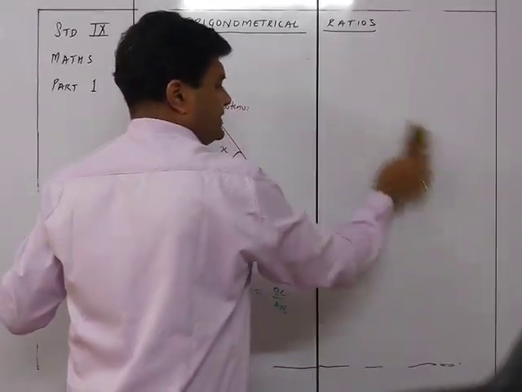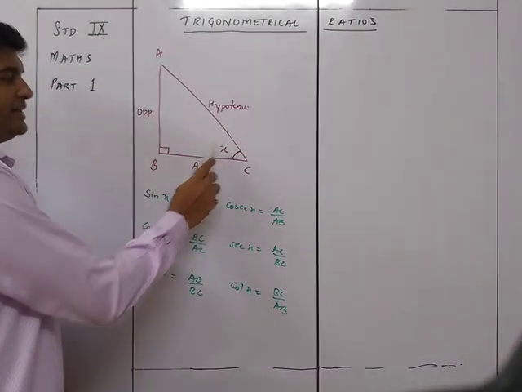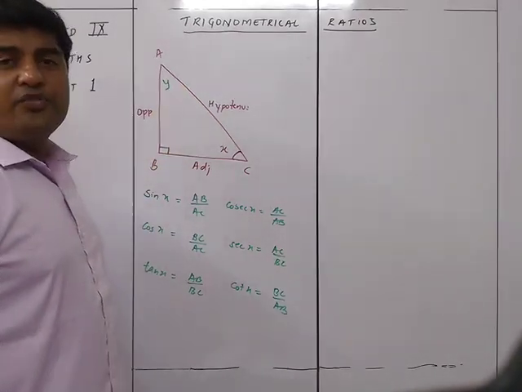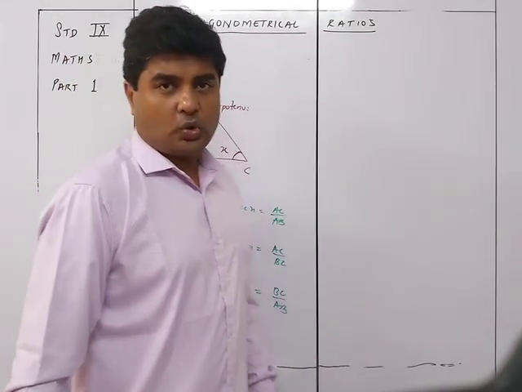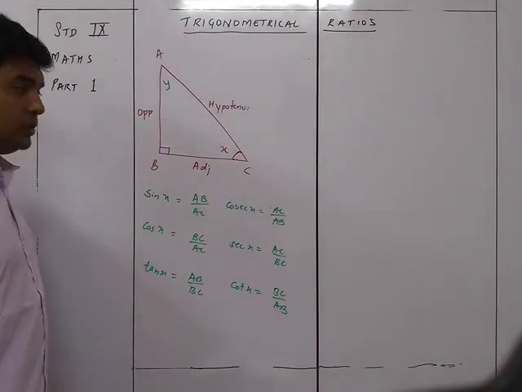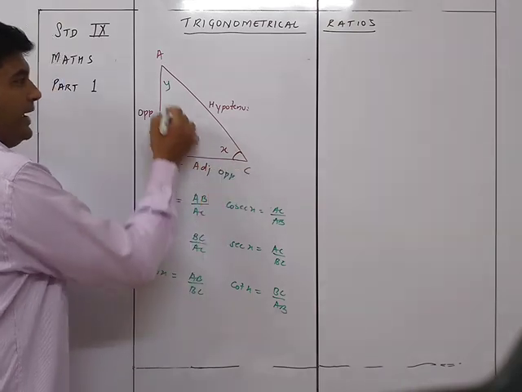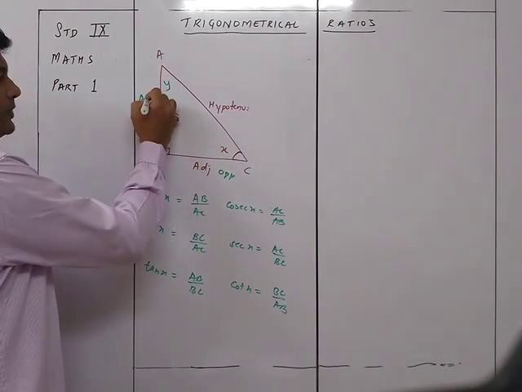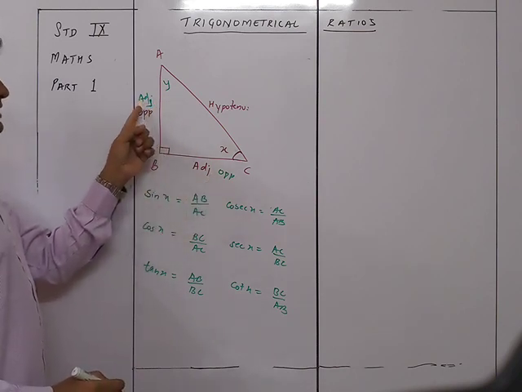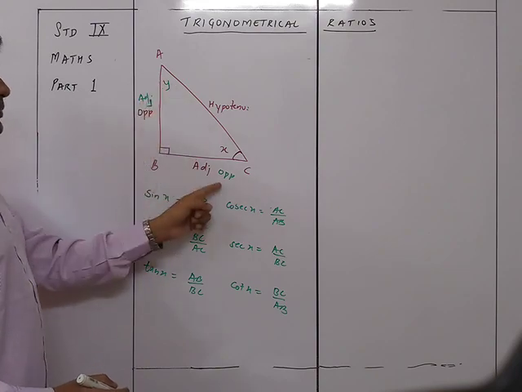now the next thing what we can see is, suppose this is when I'm taking this as x. Now suppose I take this as y, and now I want to find out all these ratios for y. What will happen? So automatically for y, this is the opposite side and this is the adjacent side. Got it? Now the opposite is this one, adjacent is this one.